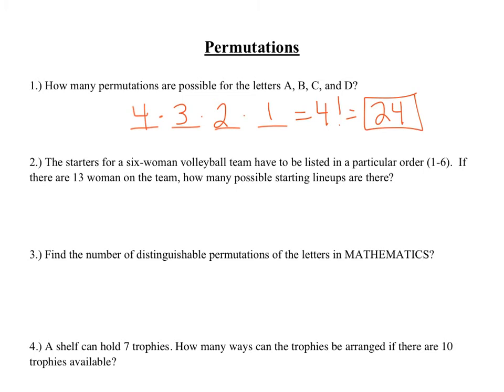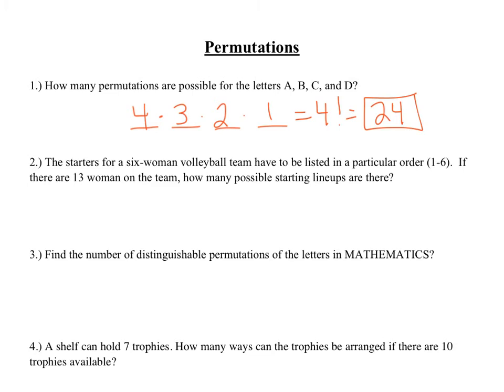Now for the next one, the starters for a 6-woman volleyball team have been listed in particular order, 1 through 6. If there are 13 women on the team, how many possible starting lineups are there? Well, you have 2 options, and I'm going to show you both ways. I'm going to show you how to use the fundamental counting principle to do it one way, and I'm going to show you how to use the formula for the other way.